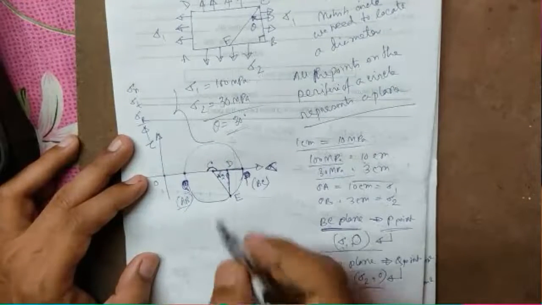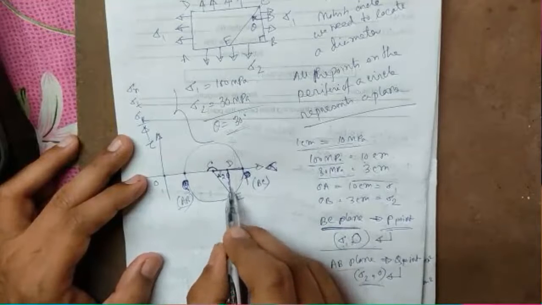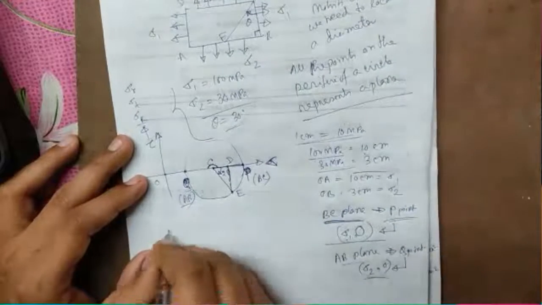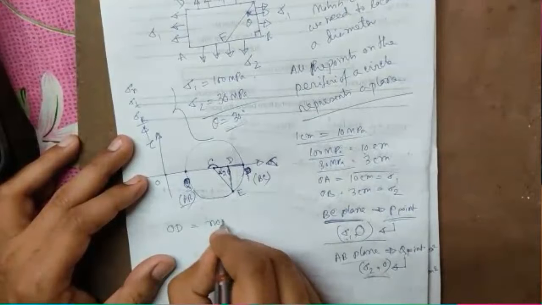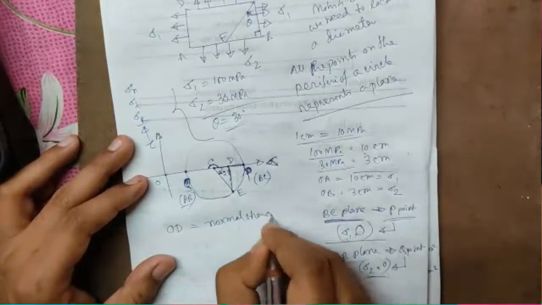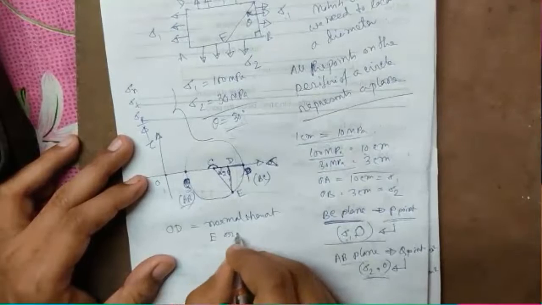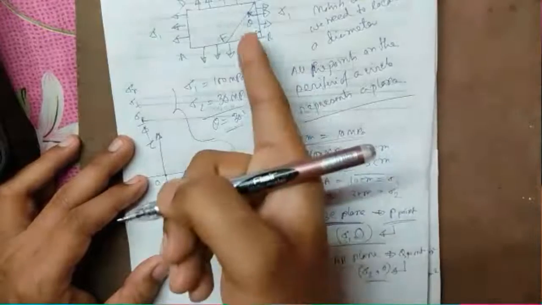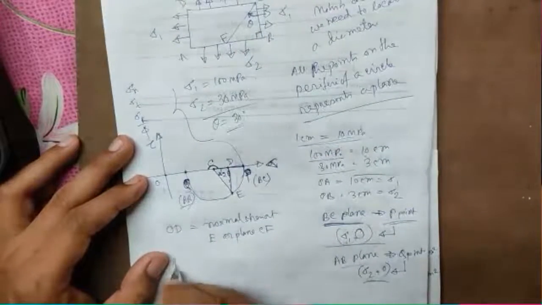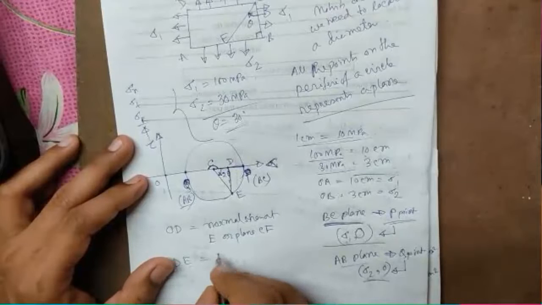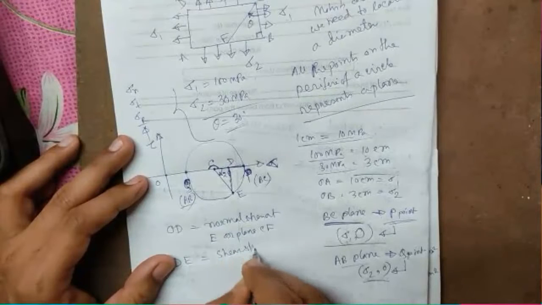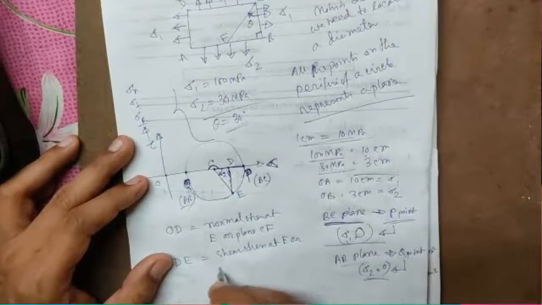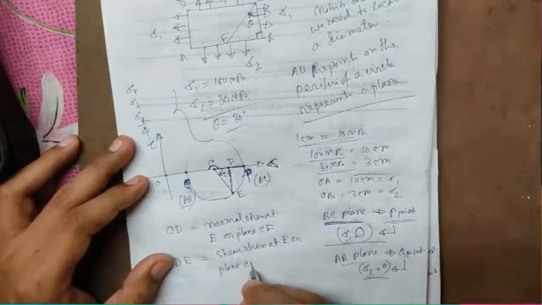Now from this point E we draw a perpendicular on OP. In this case we will measure this OD, and this OD will give us the normal stress at E, or E means which plane? Plane CF in this diagram. Okay. Now similarly DE will represent the shear stress at E, or plane CF.